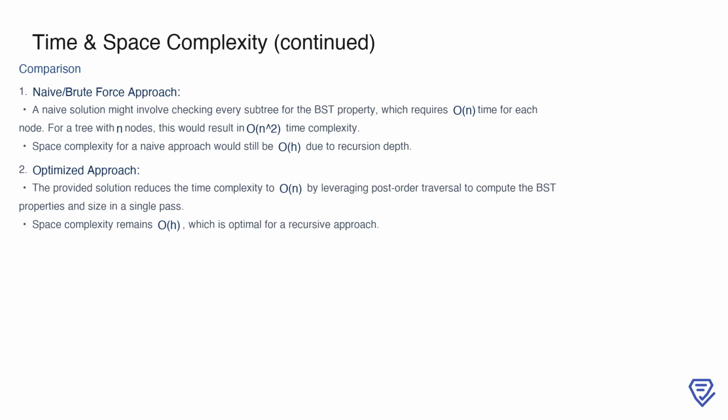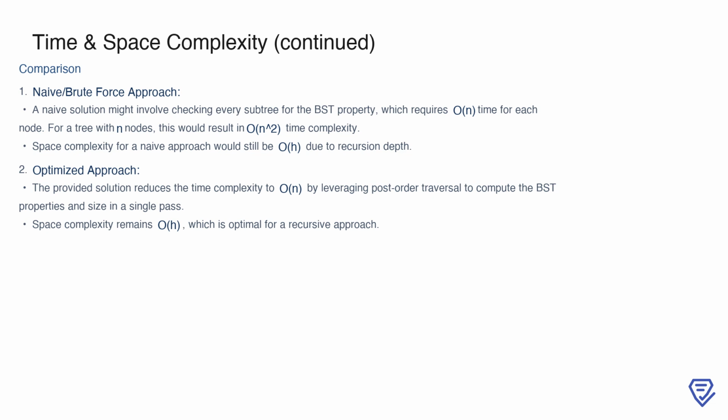When comparing the optimized solution to a naive or brute force approach, the efficiency gains become clear. A naive solution might involve validating the BST property for every possible subtree, which requires O(n) time for each node. With n nodes in the tree, this would result in a total time complexity of O(n²). The space complexity for a naive method would still be O(h), due to the recursion depth.